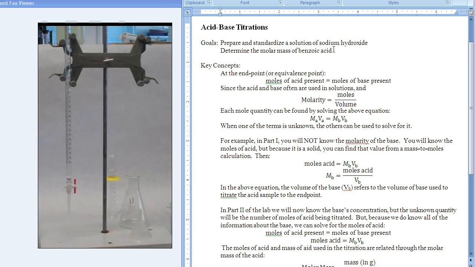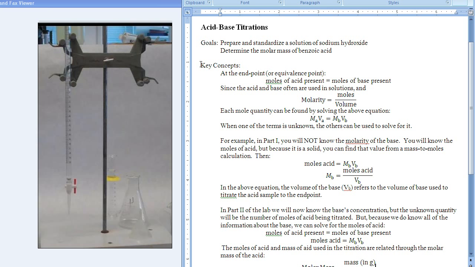So let's look at some of the key concepts that are going to be involved in today's experiment. You've already done a redox titration involving bleach and sodium thiosulfate, with iodine as the indicator. This titration is a little bit different. It's a 1-to-1 mole ratio, which makes the stoichiometry a lot easier.